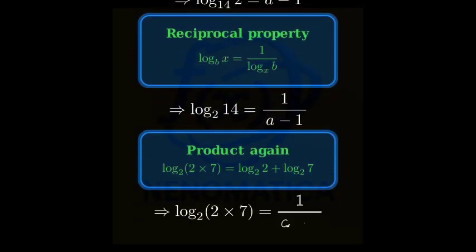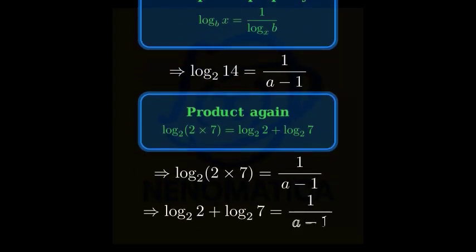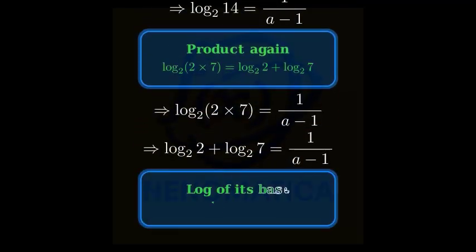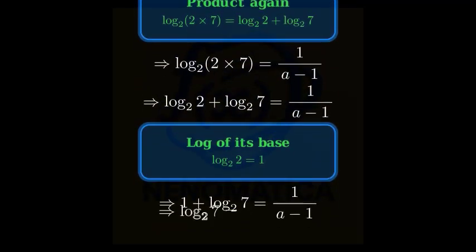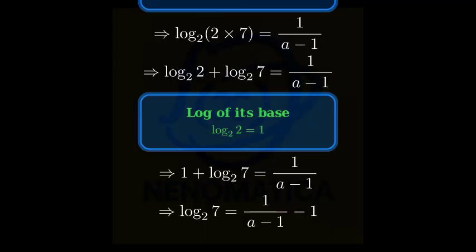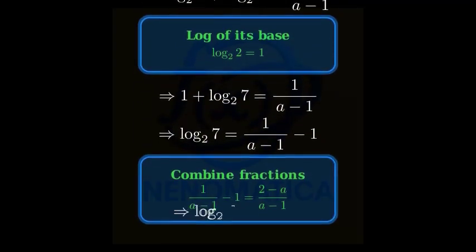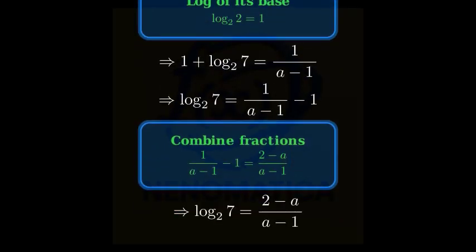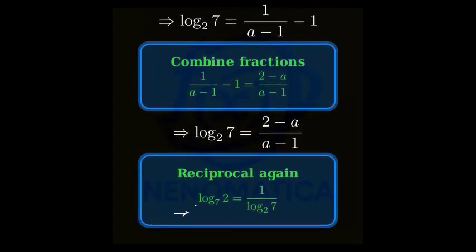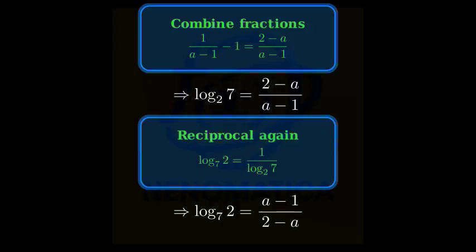Step 5. Expand the left-hand side using the product rule again, writing 14 as 2 times 7. Step 6. Since log base 2 of 2 equals 1, move that 1 to the right to isolate log base 2 of 7. Step 7. Combine the right side into a single fraction. Step 8. Take the reciprocal to switch base and argument and obtain log base 7 of 2. Final steps. Rewrite 49 as 7 squared and 16 as 2 to the 4th. Then use the power rule for change of base.